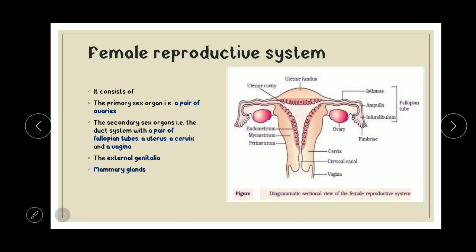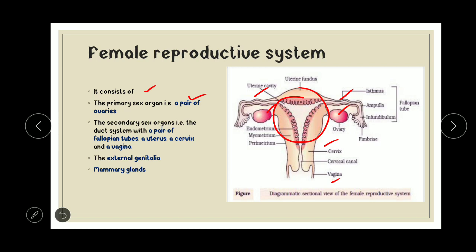So first of all, the female reproductive system. What are the parts? First of all, it consists of a pair of ovaries, that is two ovaries, one on the left side and another on the right side. You can see in the diagram, these are the two ovaries. The ovary is the primary sex organ because it produces the gametes and the hormones. Then the secondary sex organs include the duct system, that is a pair of fallopian tubes. The fallopian tube is also called the oviduct. And a uterus, the middle part, and the cervix, and the vagina, and the external genitalia, and the mammary glands.